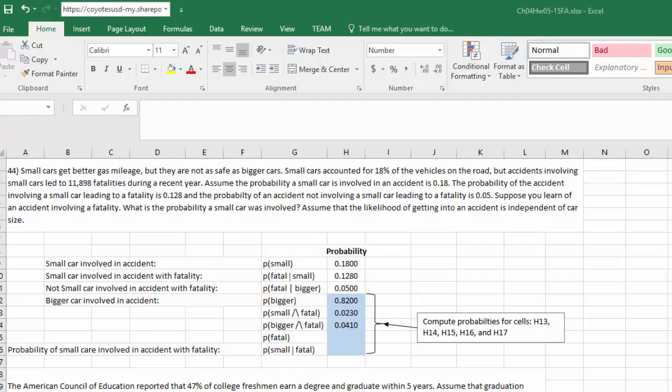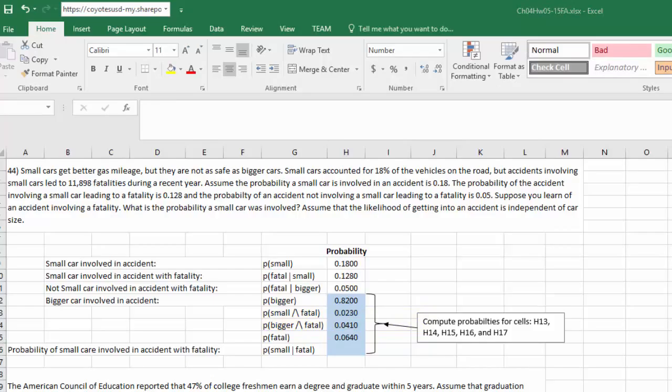Next, we want to determine the probability of it just being fatal, period. To do this, we take the probability of a small vehicle involved in a fatal accident, plus the probability of a bigger vehicle involved in a fatal accident, which gives 0.064.